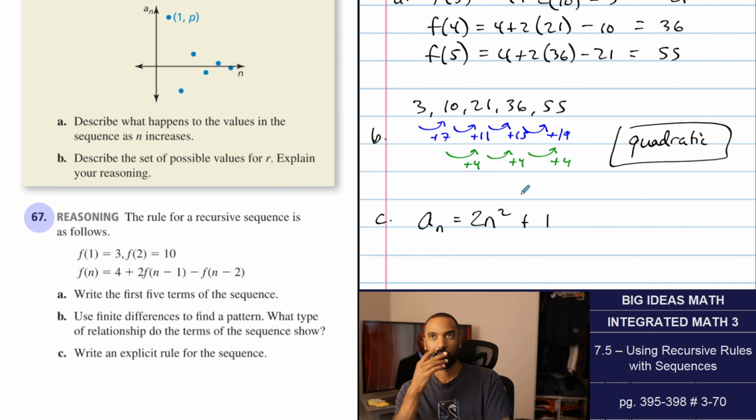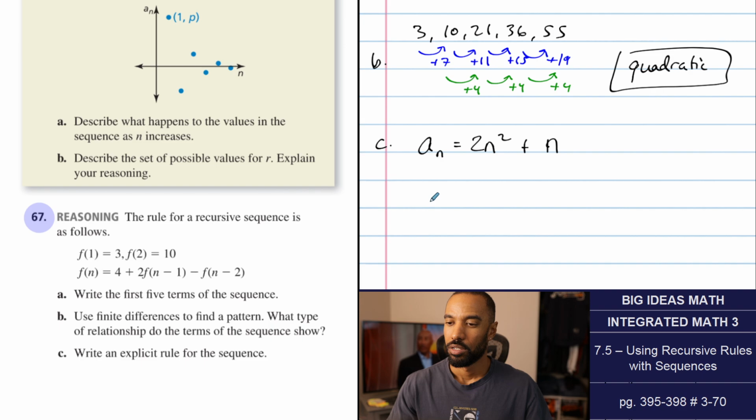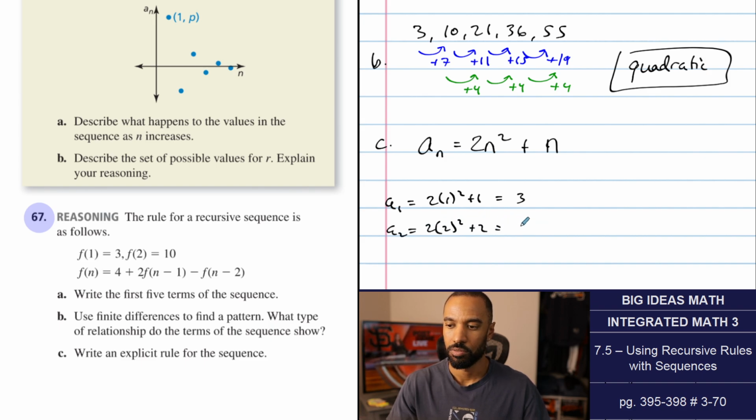2 times 3... Oh, does that work? Hold on a second. What if I do plus n? So, 2 times 1 squared plus 1 is 3. 2 times 2 squared plus 2 is 10. Oh, 2 times 3 squared plus 3. 9 doubled is 18, plus 3 is 21. Okay, I didn't check these other two. Just when I got that one, I got kind of excited.